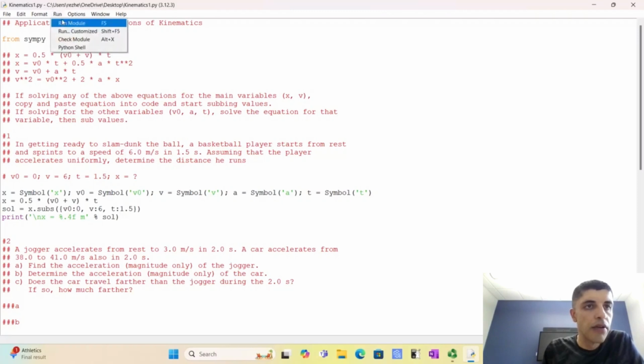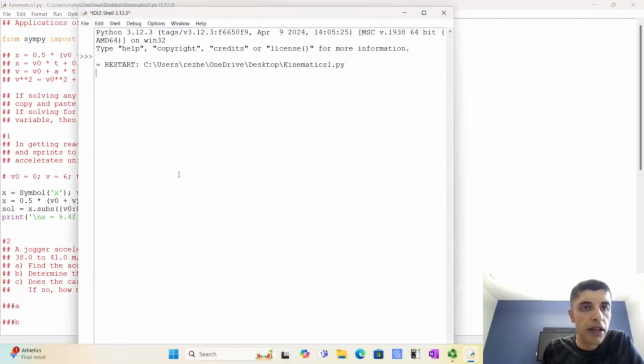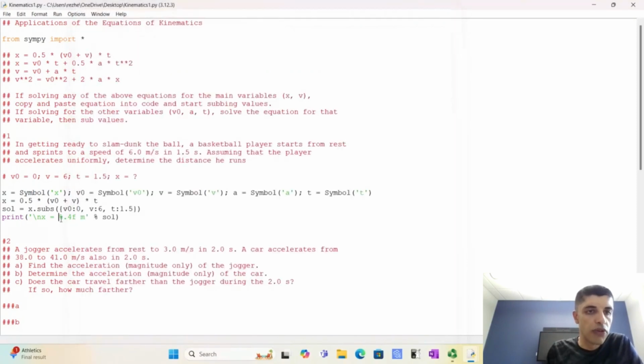Let's go ahead and run it. So when I run it, I get that x equals 4.5 meters. So that's what we were solving for. So we can make a conclusion that the distance he runs is 4.5 meters. That's what we're solving for. All right, so that's problem number 1.